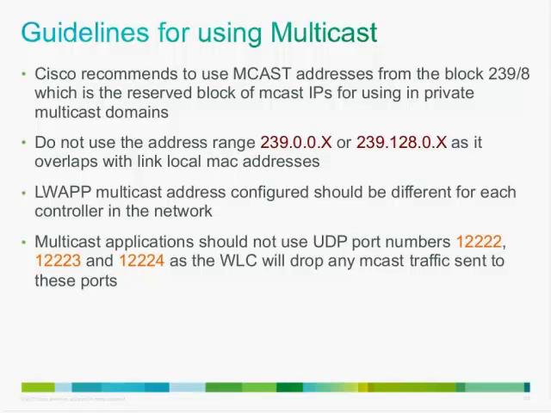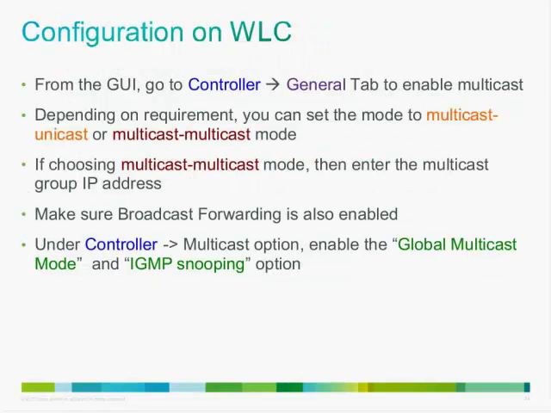The LWAP multicast address configured on the network should be different for each controller in the network. If you have the same multicast group IP configured on all the controllers, then the traffic from each and every controller will be sent across the network and might cause a storm. Multicast applications should not use UDP port numbers 12222 to 12224, as the controller will drop any multicast traffic sent to these ports. Now we will look at the configuration on the controller.